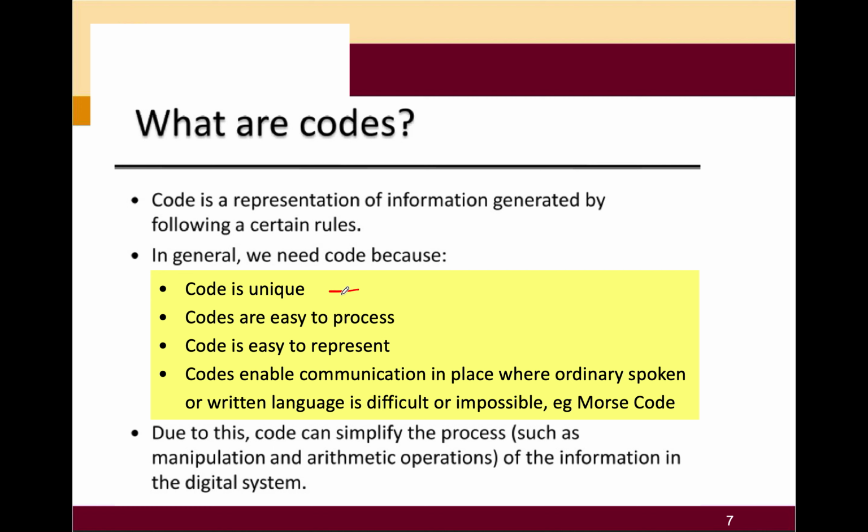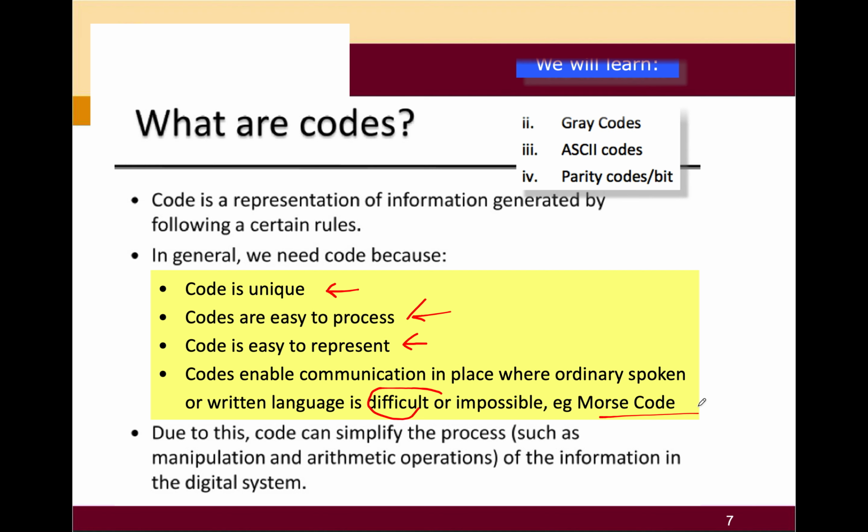So first, code is unique, and then codes are easy to process and easy to represent, and the last one is that code enables communication, let's say across different fields where original spoken or written language is difficult or impossible. The example is Morse code.